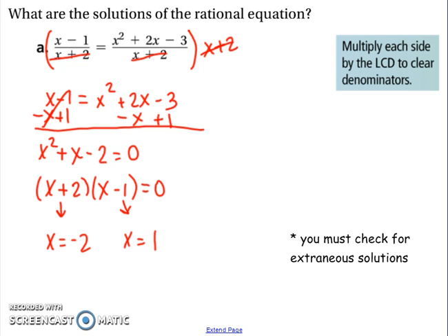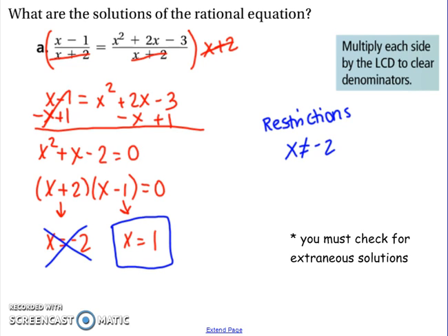Now on the bottom it says you must check for extraneous solutions. An extraneous solution is something that's not true to the original problem. So what you want to do is figure out what your restrictions would be. Our restrictions on the original problem would be taking the denominator and setting it equal to 0. So the restriction in this case is x cannot equal negative 2. If an answer is the same as the restriction, it's an extraneous solution. So x equals negative 2 is extraneous. Our only answer then is x equals 1.